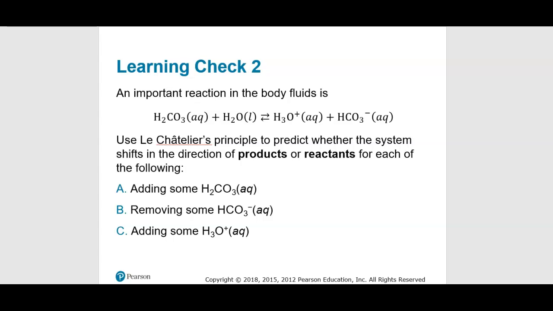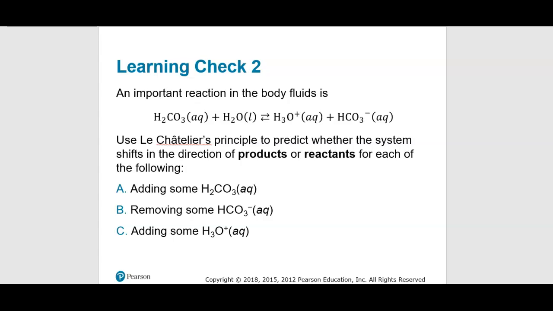Now, use Le Chatelier's principle to predict whether the system shifts in the direction of products or reactants for each of the following. Doesn't have to be complicated. In other words, when you make that change, does more product form or does more reactant form?